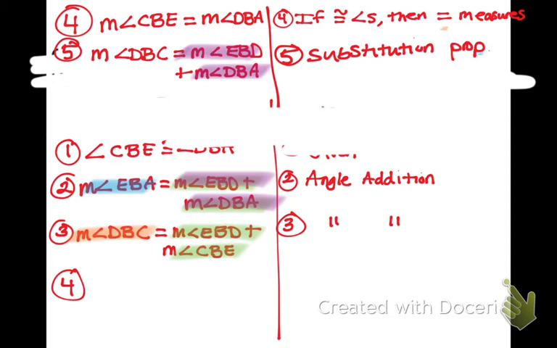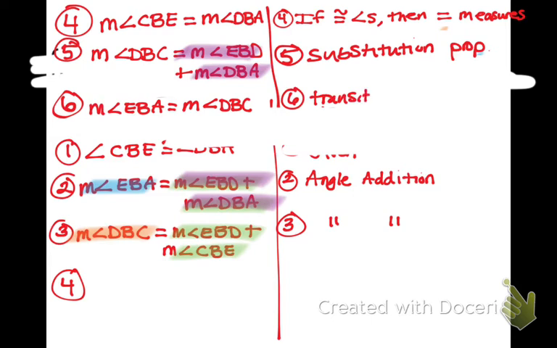So line 6. What is the prove line? What's on the left? EBA. We want that first. So the measure of angle EBA is equal to the measure of angle DBC because of the transitive property. And that's the end of our proof.